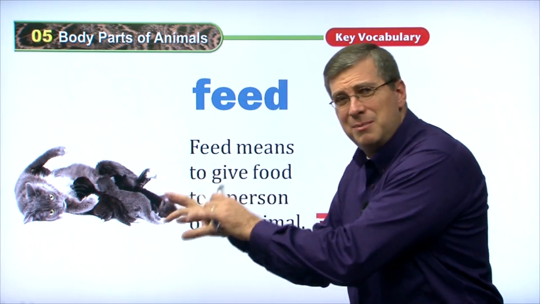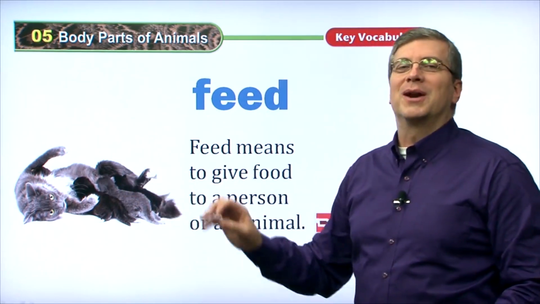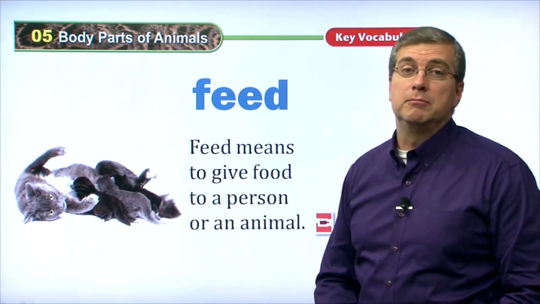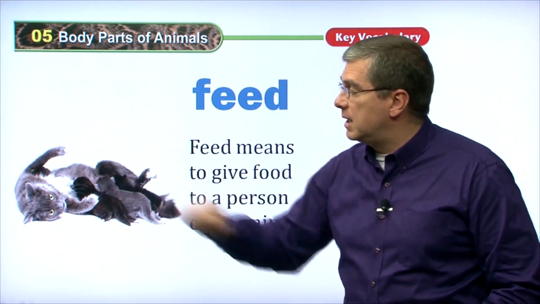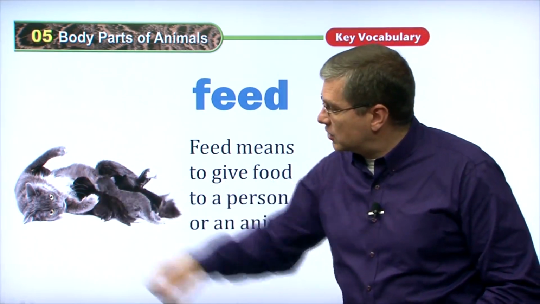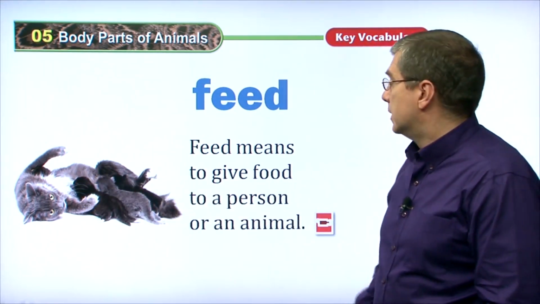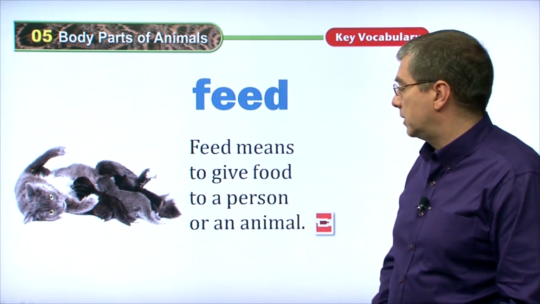Are they tickling mom? They're tickling her? No, they're getting milk from mom. So mom is giving her babies milk. The kittens are feeding right now. So mom looks like she's protecting her babies, right? She's giving them some milk. So feed means to give food to a person or animal.